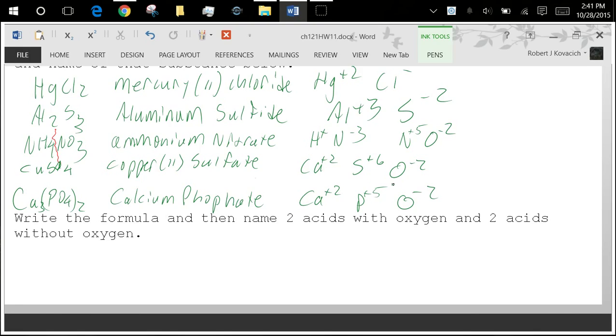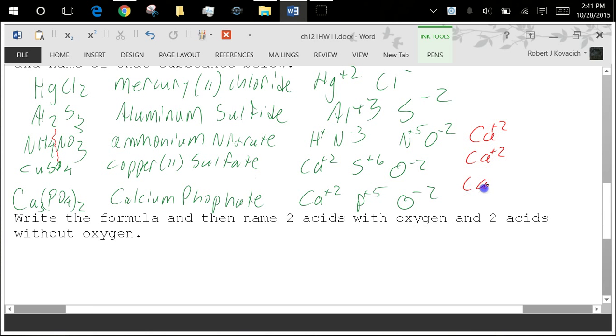But if phosphate has a negative charge... Yep. So I've got a Ca +2, a Ca +2, and a Ca +2. I've got 1, 2, 3, 4, 5, 6, 7, 8 oxygens, -2, -2. I forgot about that.